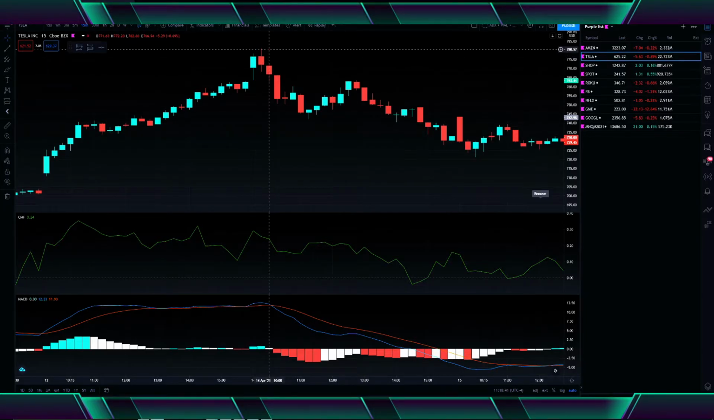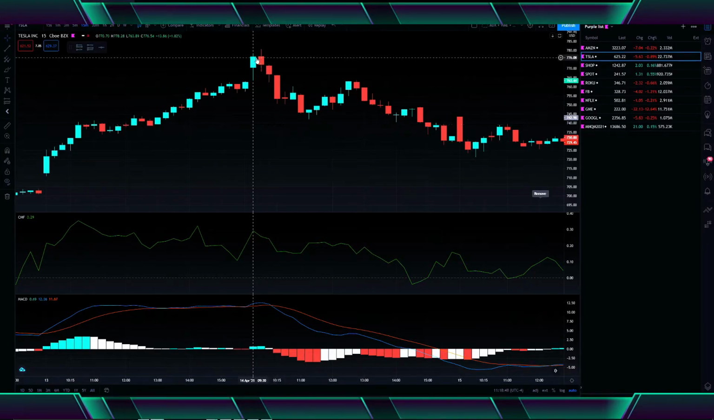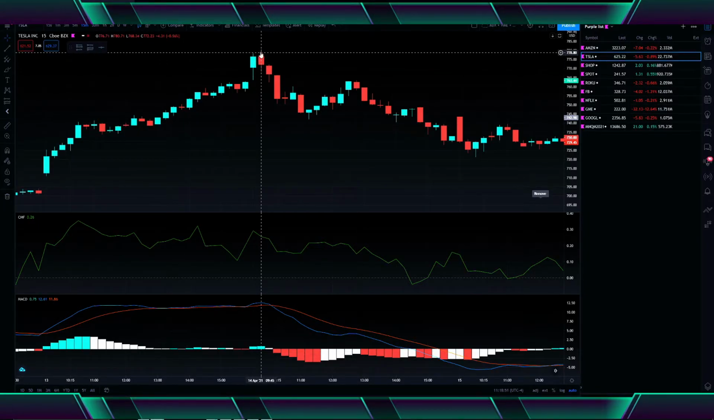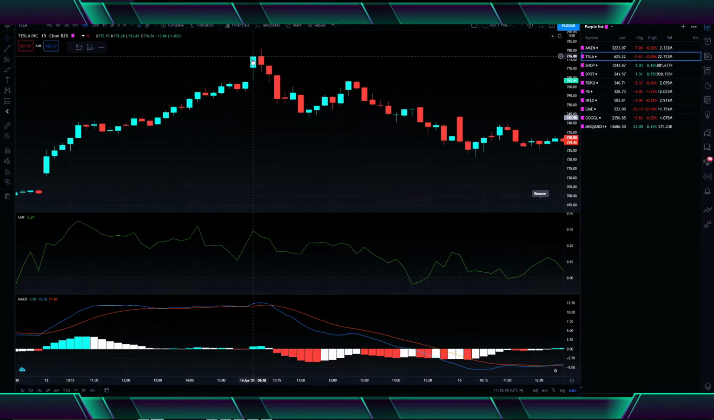What does this go up to at the peak? 780. That's a $4 move if you capture it. Let's just say you wanted to scalp $2 moves, $3 moves. 776, 778, you're getting out at the peak of this candle. If you're scalping, the risk to reward with the strategy is far greater and far better long term.